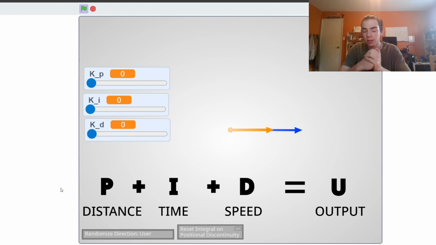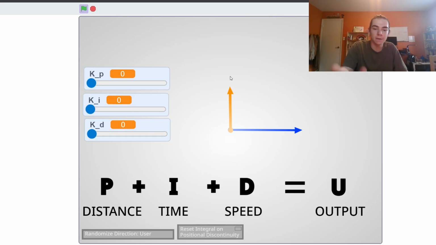So, first, we need to think about what we are doing when we try to get to a certain point. And you can see right here we have these orange and blue arrows. The orange is where we want to be, and the blue is where we actually are. And you got to think about this when we're using motors.